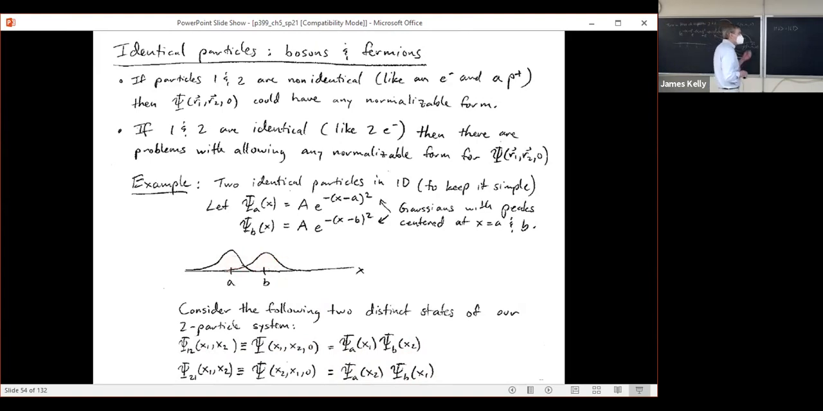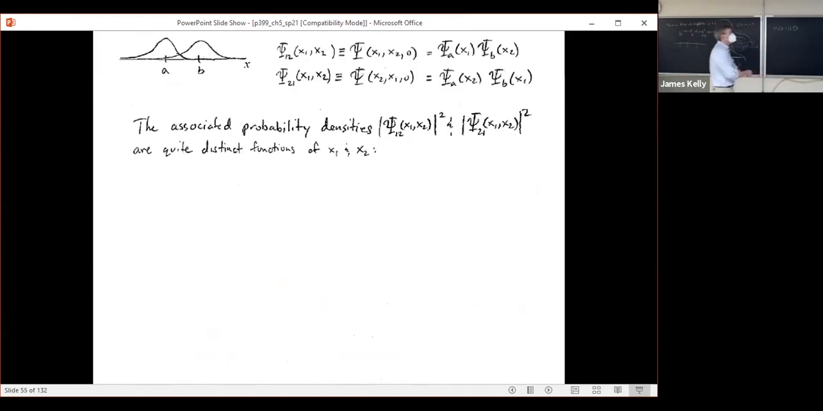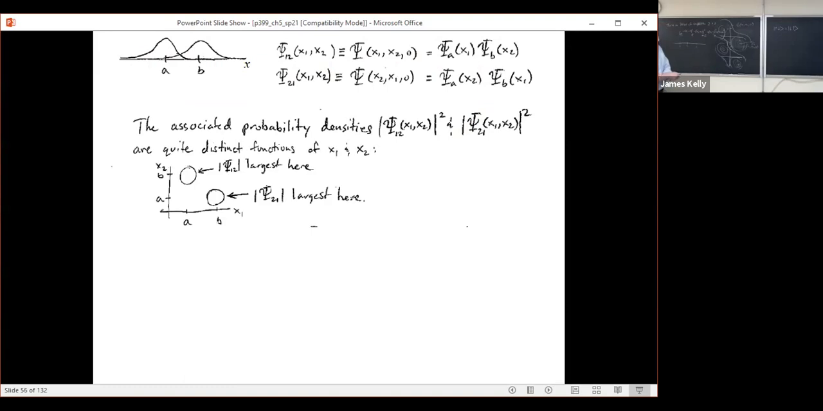And now let's consider the probability densities associated with each state. This is just repeated up here at the top, what we just wrote down so that we can refer to it. And let's calculate the associated probability densities. Well, they're actually quite distinct probability densities. As a function of x1 and x2, the magnitude of psi 2 squared is largest in this region of the plane, right? And psi 1 seems to be largest here.